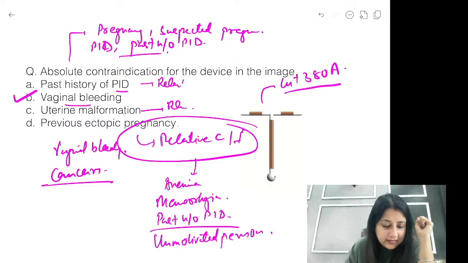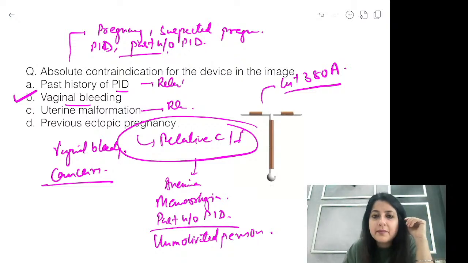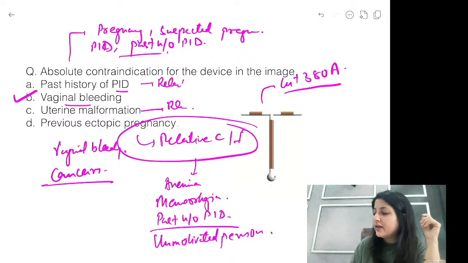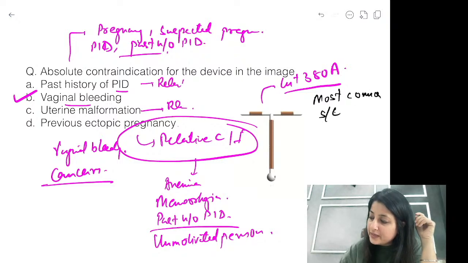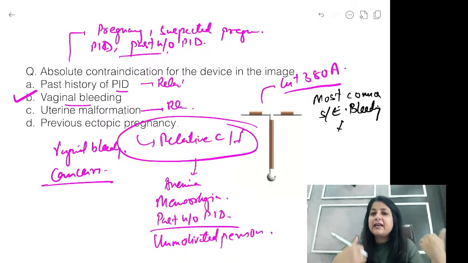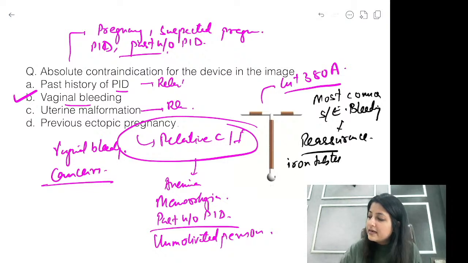Okay, what is the most common side effect of IUD insertion? Most common side effect of IUD insertion क्या है, guys? सबसे common side effect क्या है? Bleeding है. Therefore what you should do? You should not immediately take out the IUCD. No reassurance. Put the woman on iron tablets for 2 to 3 months.